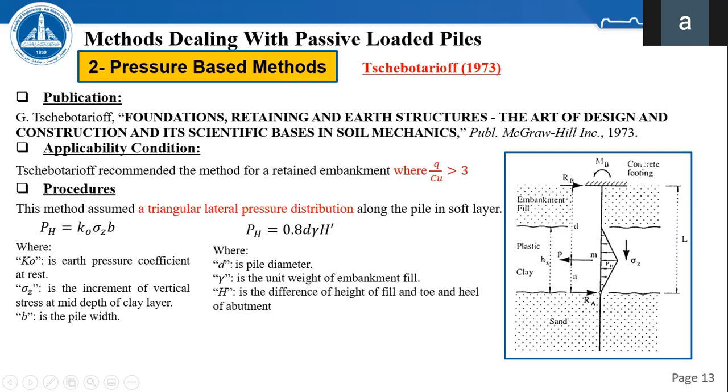We use this distribution, a triangular lateral pressure distribution with the maximum value at the mid-depth and zero at the interface between the embankment and the soft layer, and at the interface between the soft layer and the stiff sand layer or the dense sand layer at the bottom. After that, we calculate two variables, variable A, which is equal to the thickness of the soft layer divided by 2, and we change the triangular lateral pressure distribution to a force, which is equal to 0.45 pH multiplied by the thickness of the soft layer.